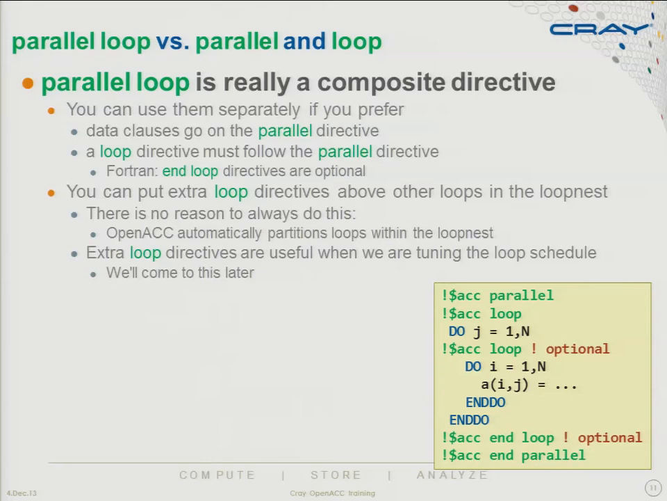So everything I talk about is parallel. Parallel loop is really two directives put together as a shorthand. You can use them separately if you want to. The data clauses go on the parallel directive. Why would you want to do them separately? Tuning is probably the main reason. Otherwise, I wouldn't split them up, because you could do this. You can put loop above each one of these, but you don't need to do that.